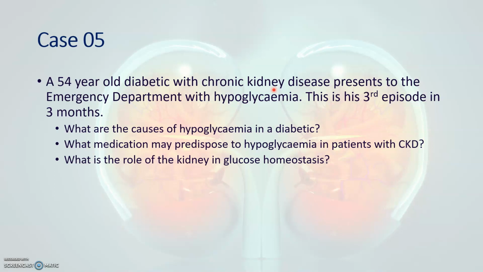In terms of the medication predisposing to hypoglycemia, we did touch on that. So oral hypoglycemics, of course, many of them are excreted by the kidney, and in chronic kidney disease will have a prolonged and more profound effect on the patient. But insulin is also a cause of hypoglycemia in the patient with chronic kidney disease, as we will describe as we go on with this talk. So let's now look at the role of the kidney in glucose homeostasis.